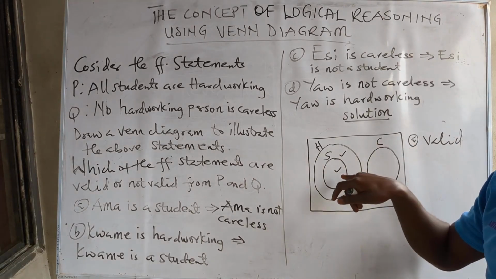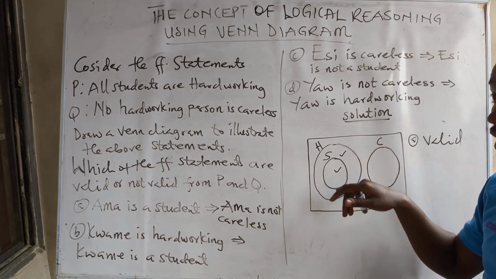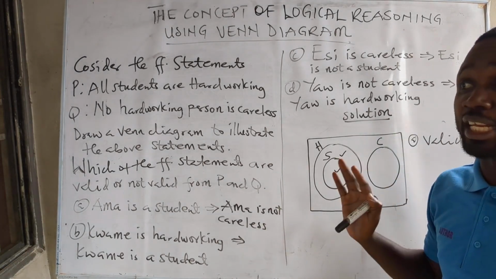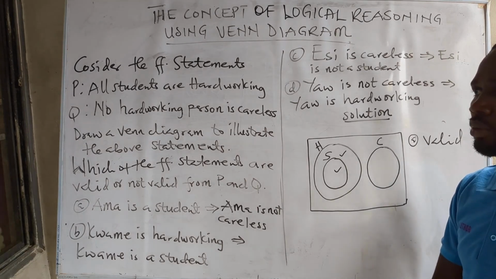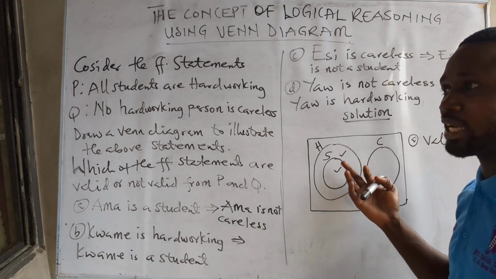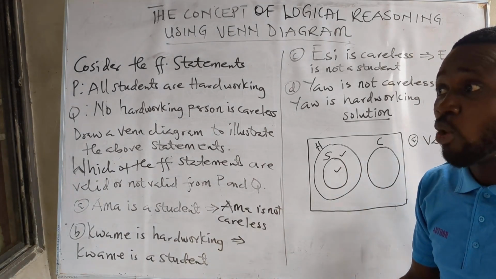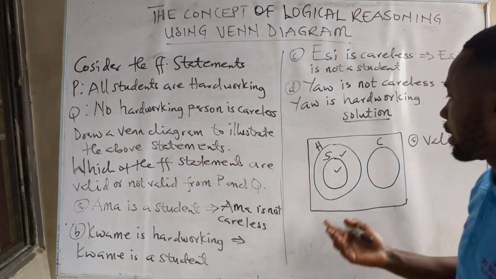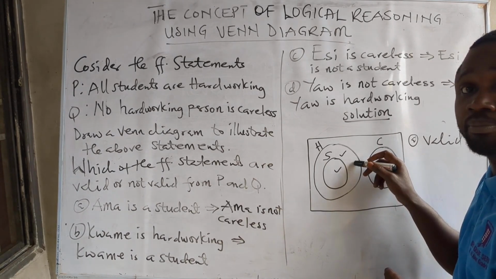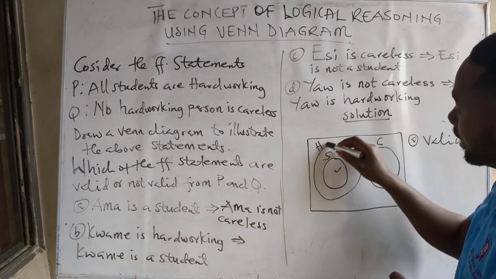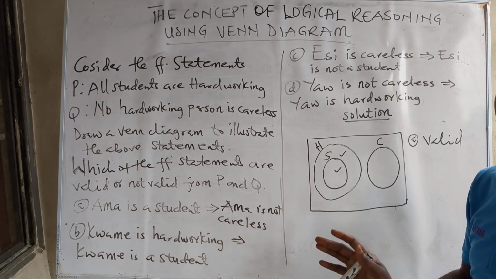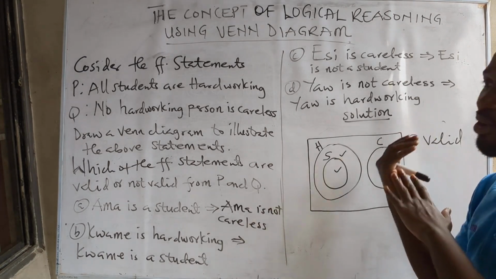Doesn't necessarily mean Kofi is a student. If Kofi is hardworking, is it 100% that Kofi is a student? No. We can't conclude that. Because Kofi may be hardworking, but not necessarily being a student. Though all students are hardworking, if you are hardworking, it doesn't necessarily mean that you are a student. So we have those that are hardworking, but they are not also students. But the more you are a student, then you are hardworking. The other way around is not true.